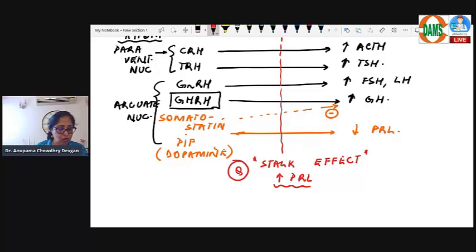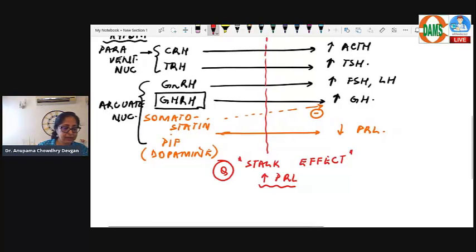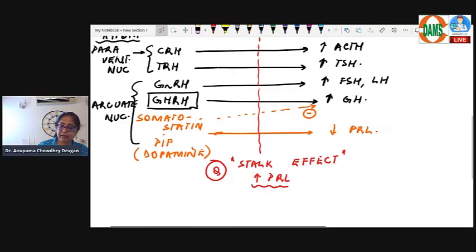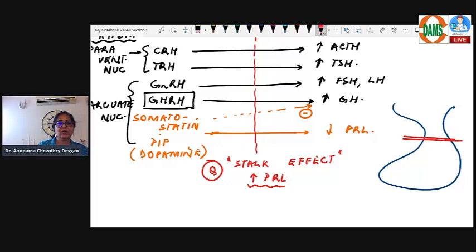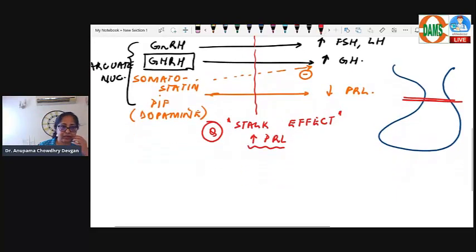Yes, in stalk effect, if there is a transection of the pituitary stalk, that means like this. If I see the pituitary stalk here, if this is damaged, which of the hormones is going to increase? And that is prolactin. Prolactin will show an increase.